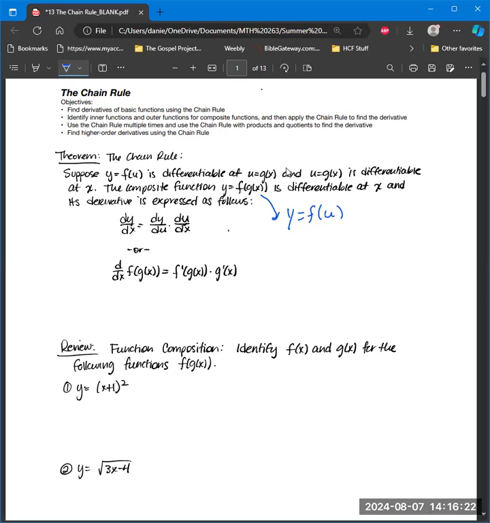dy/dx is equal to dy/du times du/dx. So another way to write that is y prime is equal to f prime of u times u prime, like that. And that's going to be the way that I'm going to write it most of the time here. So this is the outer function. You take the derivative of the outer function with respect to u, and then take the derivative of u with respect to x and multiply them.